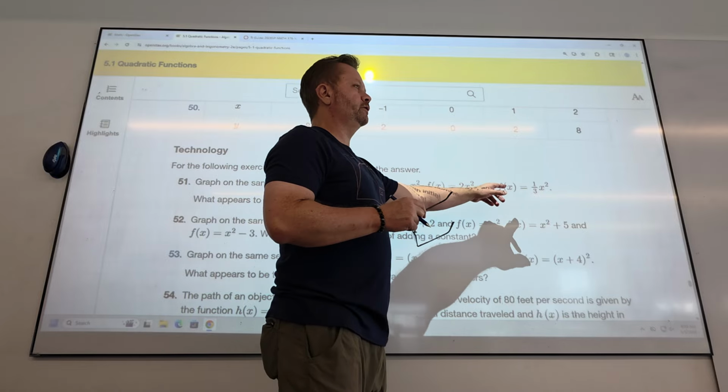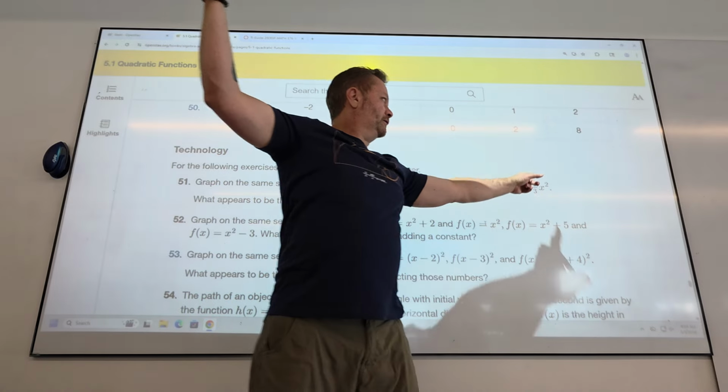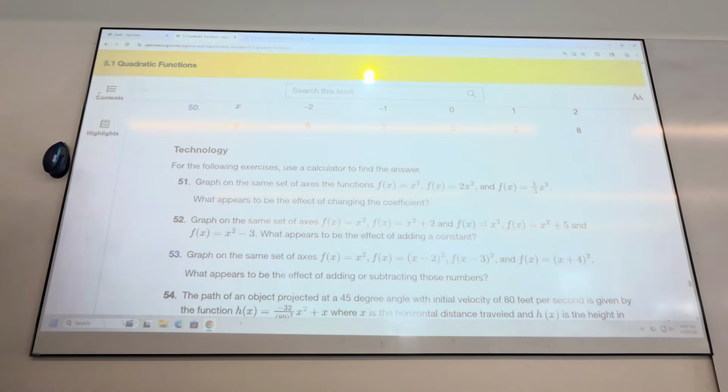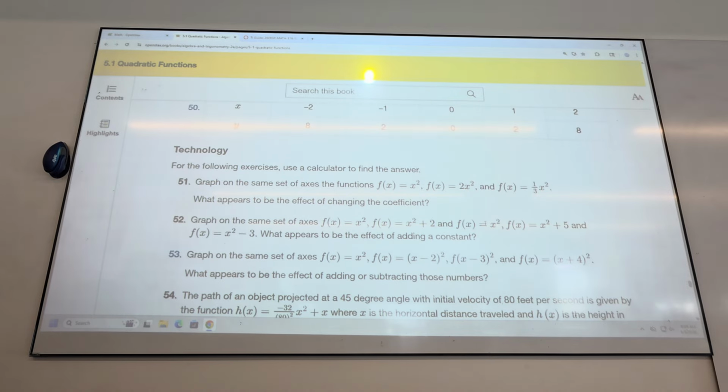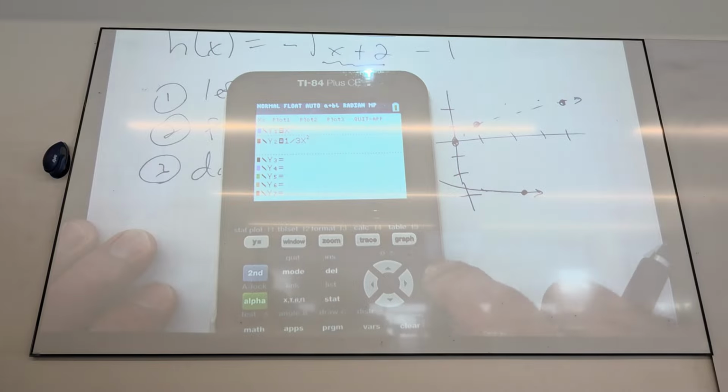Oh, what happened when you did this? So this looks like this. What did this look like? Do you remember? Let's try it. Sorry, I don't know why this calculator does that. So this was x squared, is that right? Was it x squared? Yes. And then this was 1/3 x squared.